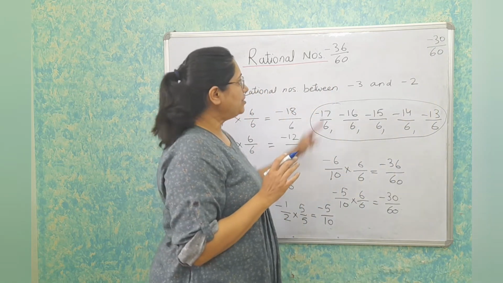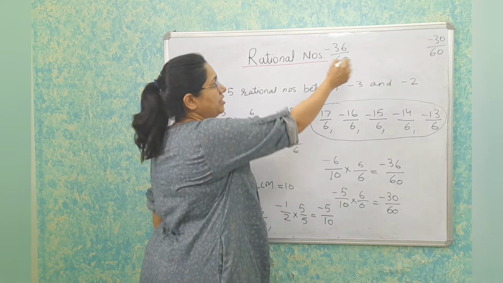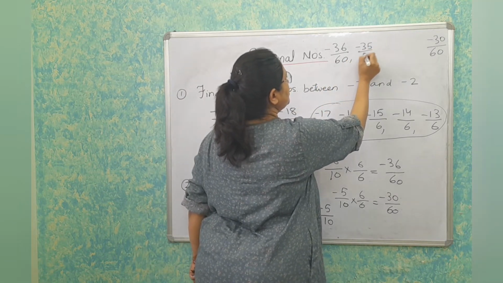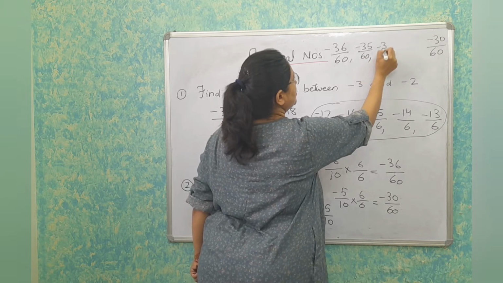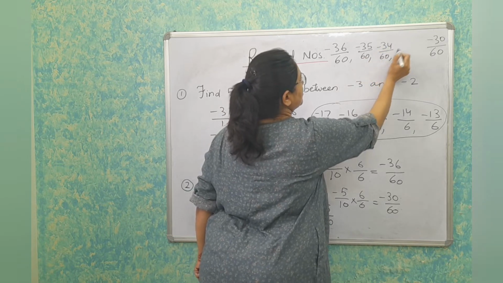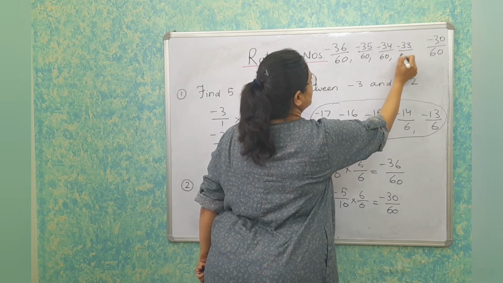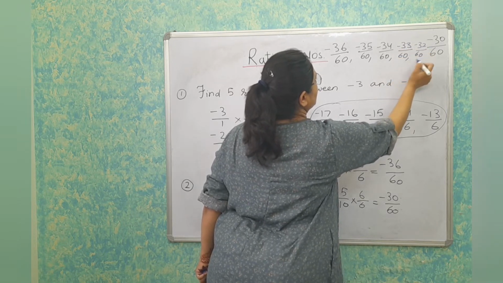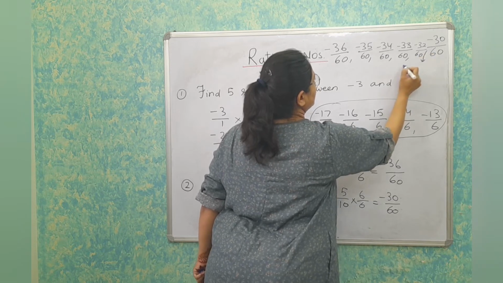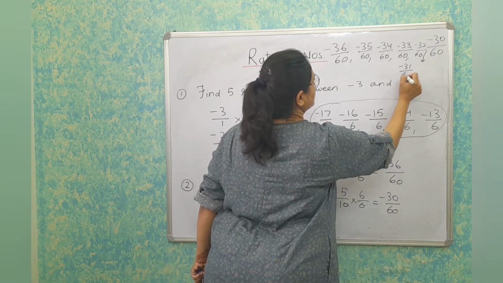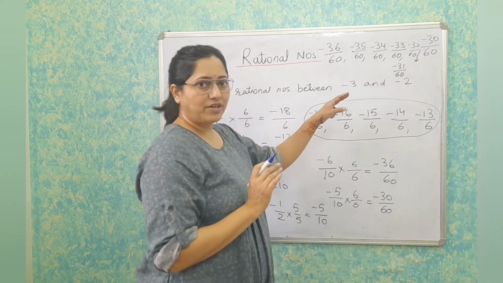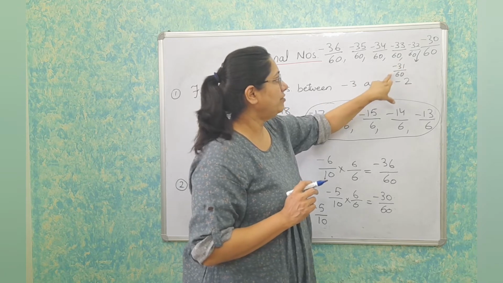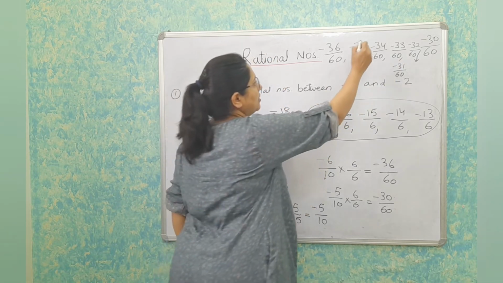Now it is very easy to find out in between numbers. In between numbers would be minus 35 upon 60, minus 34 upon 60, minus 33 upon 60, minus 32 upon 60. One more number is minus 31 upon 60. So in this way we have found out 5 rational numbers, 1, 2, 3, 4 and 5. So these are the answers.